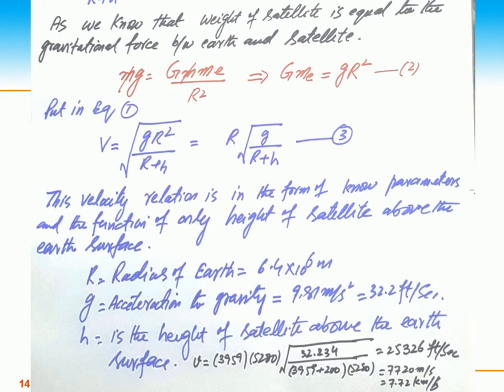h is the height of the satellite above the Earth surface. So we know all the values here. We put the radius of the Earth, which is given in miles, and convert miles into feet. Basically, when you convert miles into feet, you multiply with 5280, and you get 25326 feet per second, or 7720 meter per second, because one meter is 3.3 feet, or we can get 7.72 kilometer per second. And students, you will see that it is almost 8 kilometer per second, as you have studied in your previous classes as well.